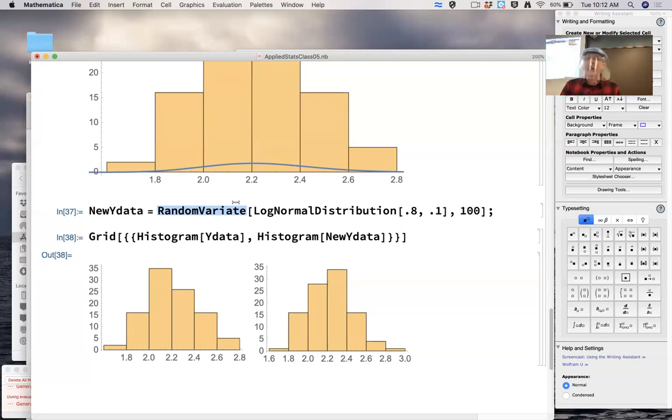Let's move on to an application for the rest of the class today, an insurance application.